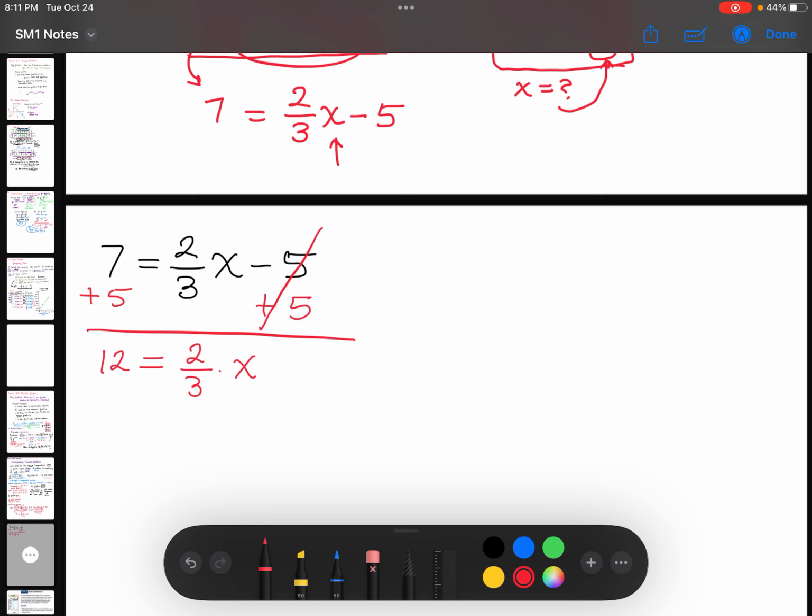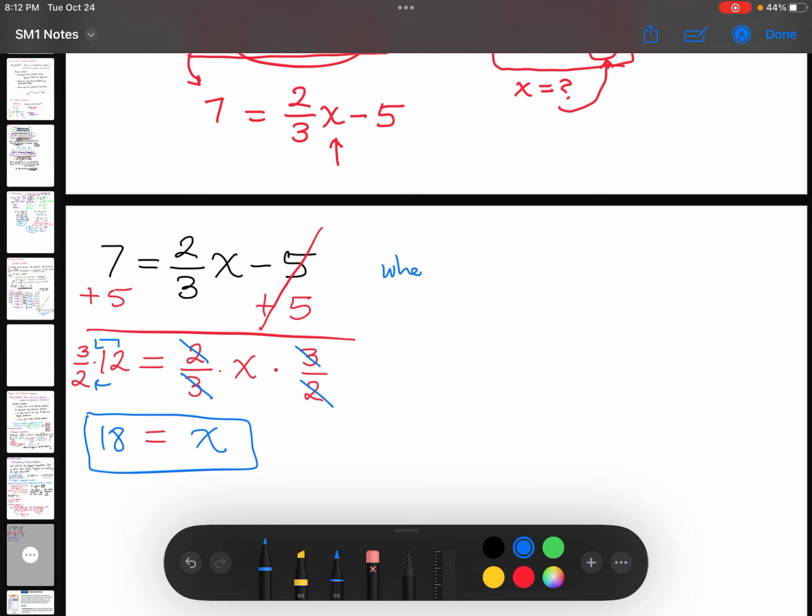Now, the way we get rid of this 2/3, remember, we explored different ways. I want to do this one this time. I'm going to multiply by the reciprocal, 3/2, on both sides. With that happening, this 2 cancels out with this 2, this 3 cancels out with 3, and then I already solved for x. What I do on the left side is 12 multiplied by 3 is 36, divided by 2 is 18. So x equals 18.